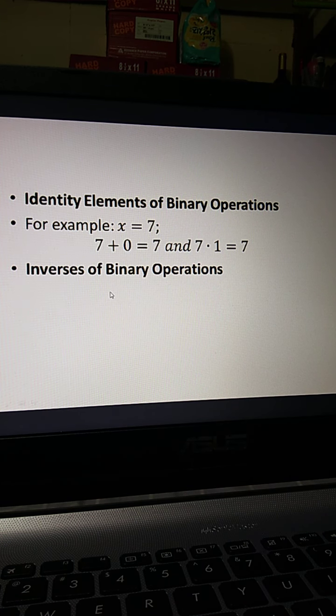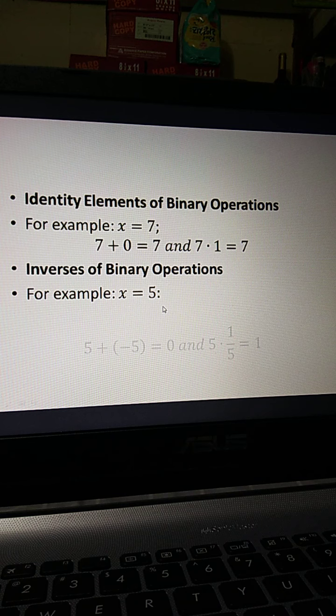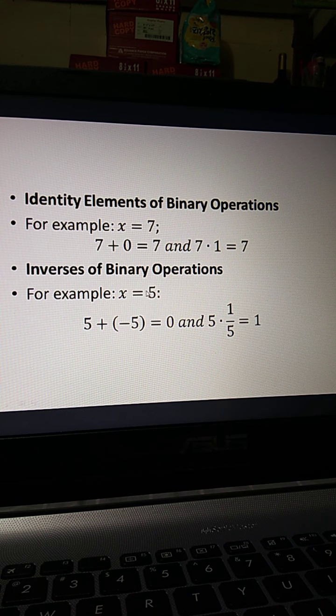Next, we have the inverses of binary operations. For example, we have x is equal to 5. To get the inverse, just get the additive inverse. Let's say the additive inverse of positive is negative. And the result should be the identity element. So, 5 plus negative 5 will give you 0. And for the multiplication, get the reciprocal. What's the reciprocal of 5? 1/5. So, if you multiply these, it's equal to 1. And 1 is the identity element of multiplication.